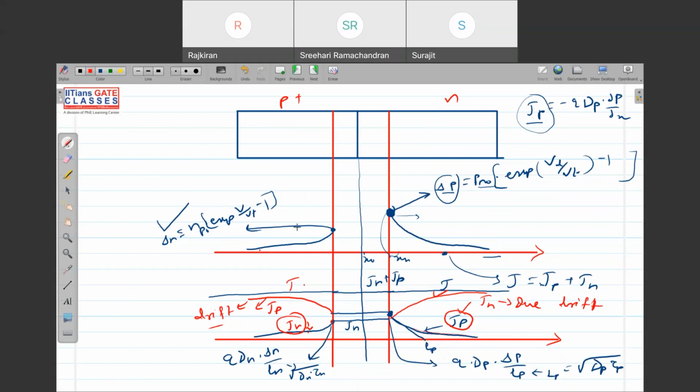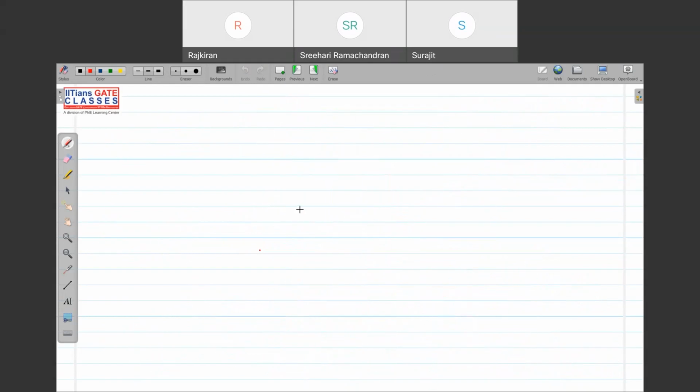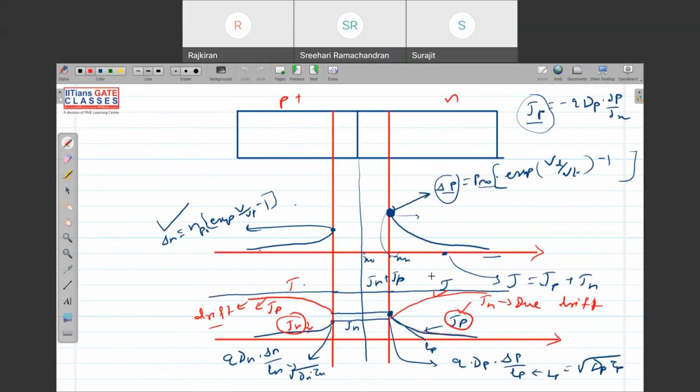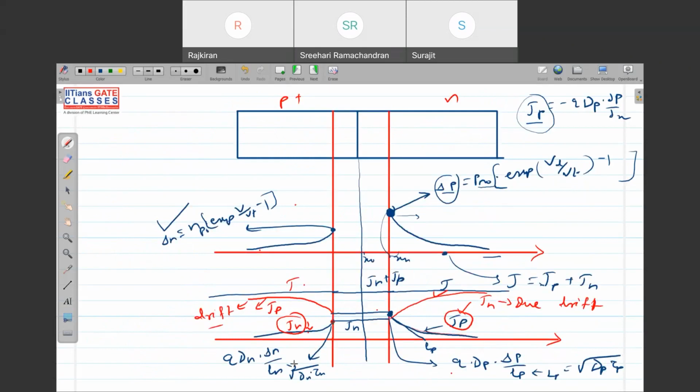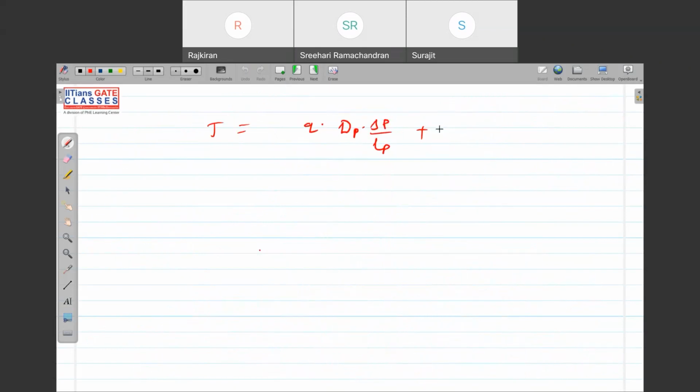What is the total current now? The total current is equal to Jn plus Jp. Jp is nothing but q Dp del p by Lp, that is, q Dp del p by Lp, plus the electron current Jn, which is q Dn del n by Ln.